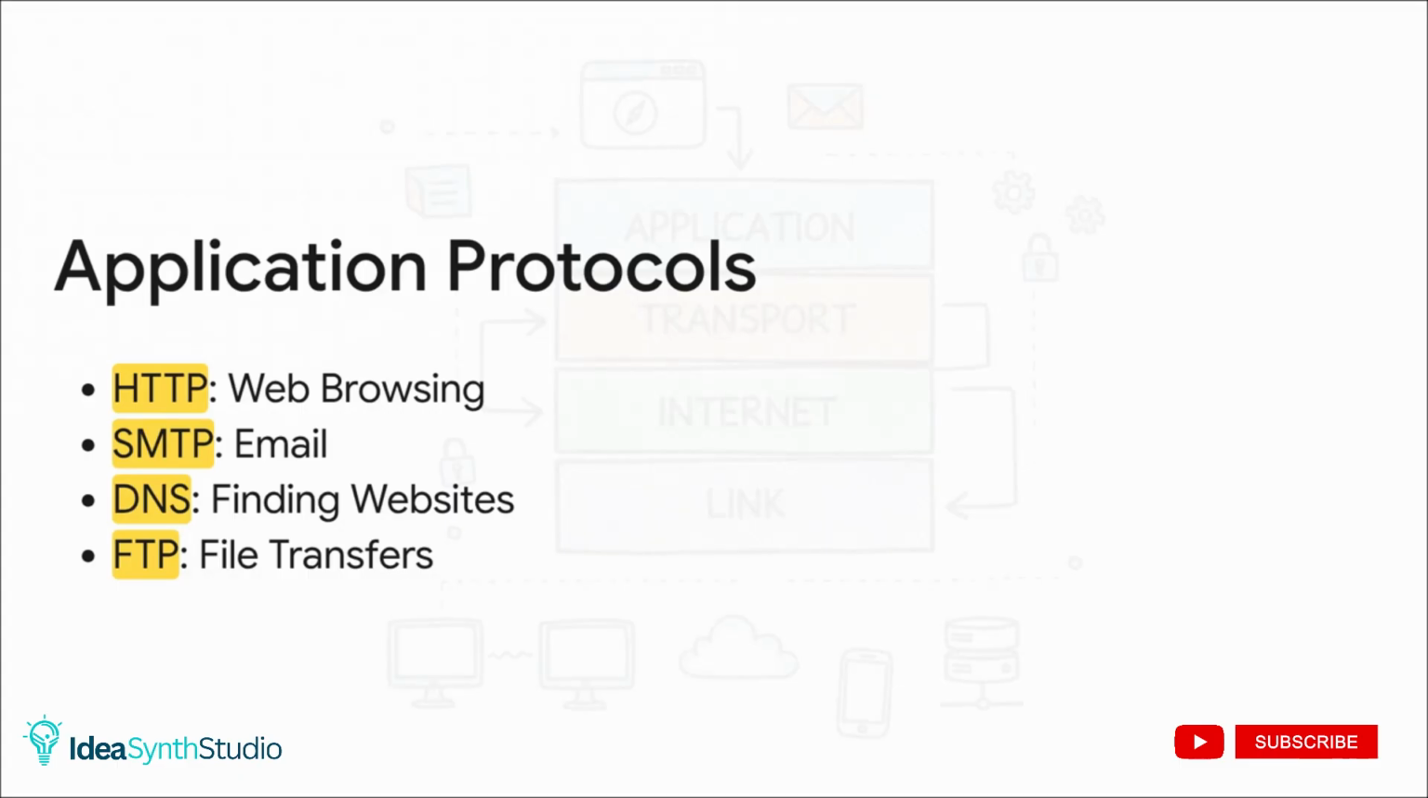And this layer uses a bunch of different languages, or protocols, to get things done. You've probably seen these letters before. HTTP, that's for browsing the web. SMTP, that's for sending email. And DNS, that's like the internet's phone book. It turns a name you can read, like google.com, into an address a computer can understand. Pretty cool, right? Every job has its own special language.